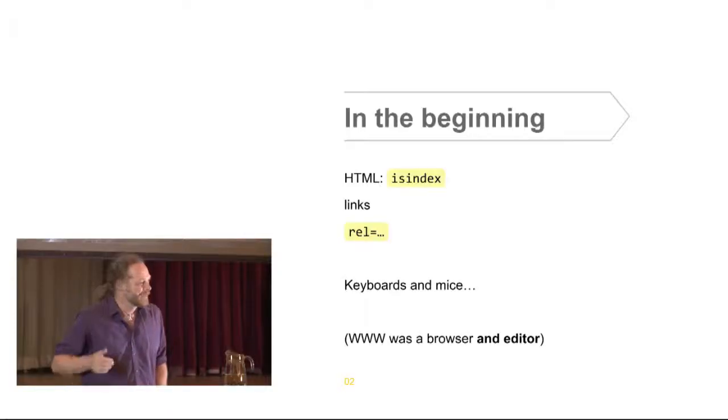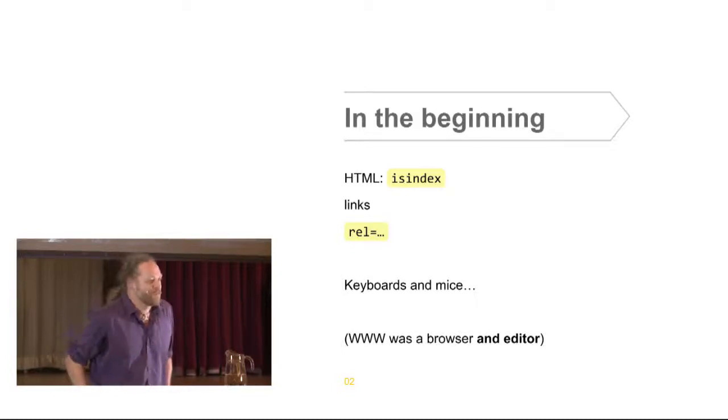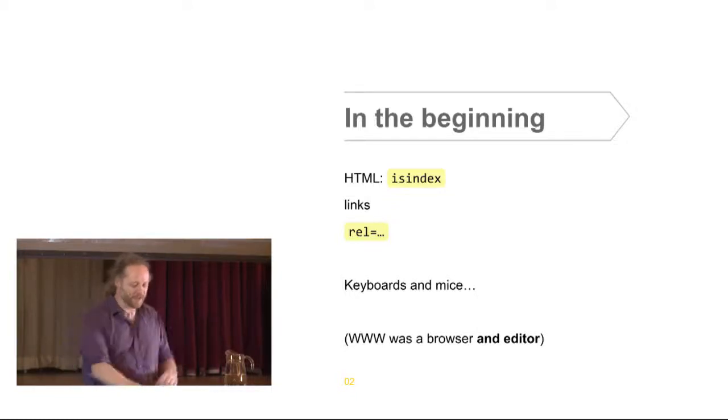So I'm just going to look at how you do interaction stuff in HTML. How many people here have used isindex? One? Two? I don't think I've used it. I might have done once for fun. When HTML first appeared, that was how you did forms. You could type something in, and that was that.